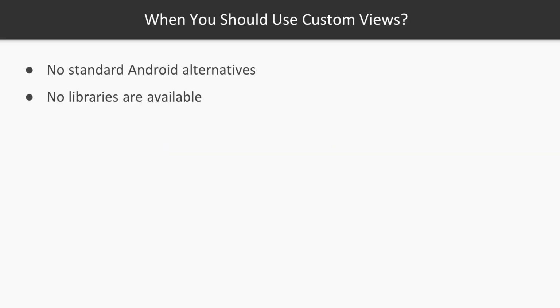So usually you should go for custom views when there are no standard Android alternatives available. It means there is no element like text view or frame layout that suits your needs, and you cannot find a library already available somewhere on the internet, freely available. The general rule is that you should avoid developing them because it's complex and a pain to maintain. Usually you can work around that by combining multiple different existing views on Android.